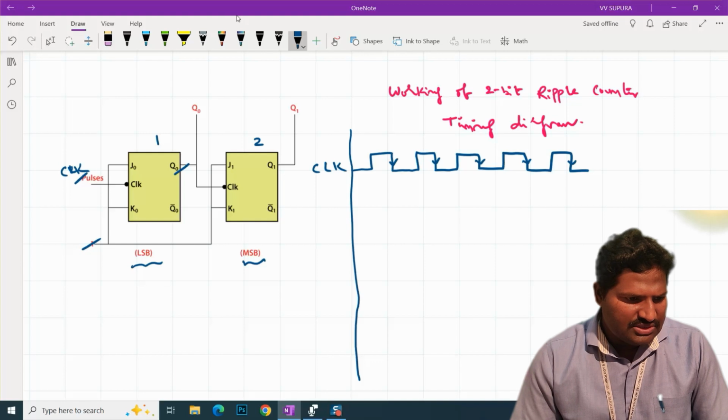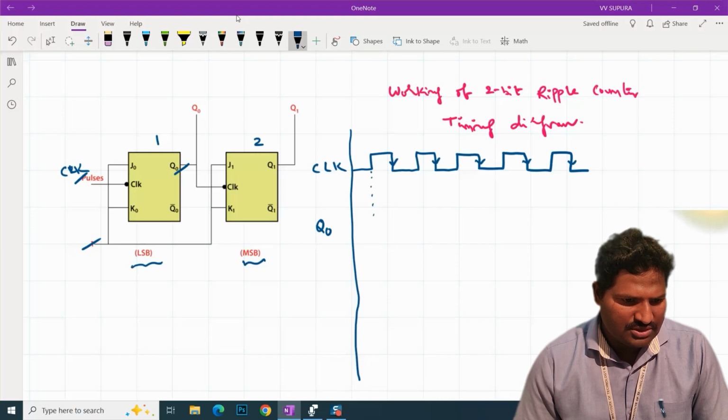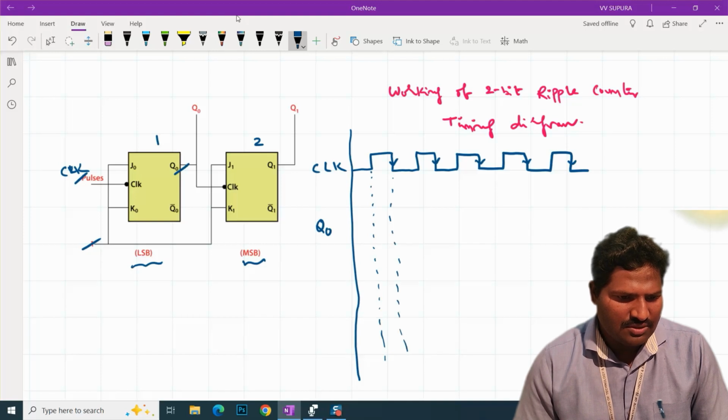Now this clock pulse is given to the first flip-flop. Let me draw the output Q0 here. According to these clock pulses, I need to draw this. So let me draw this dotted line here, at least for the triggering place.